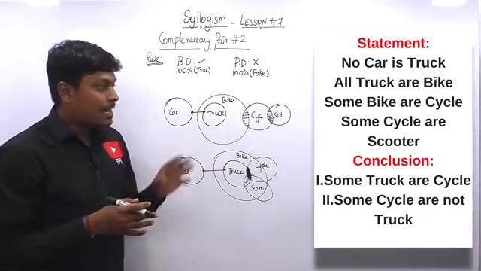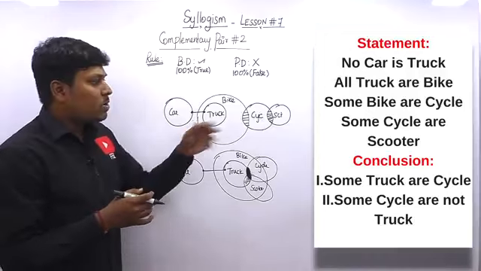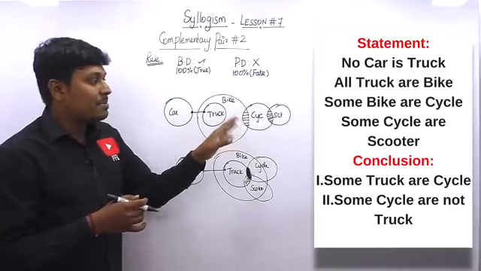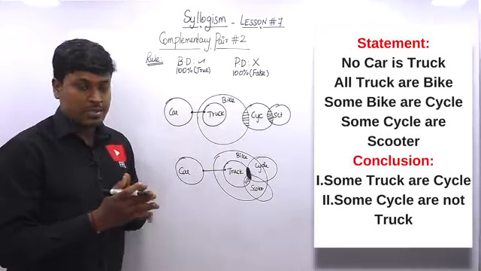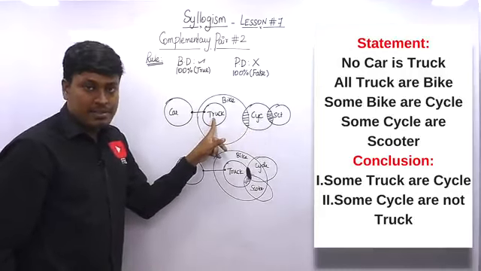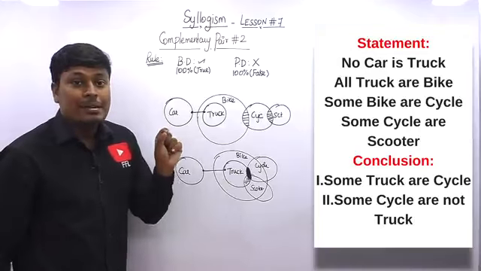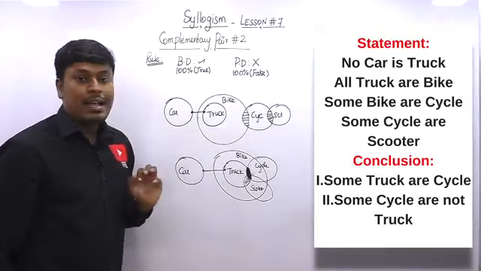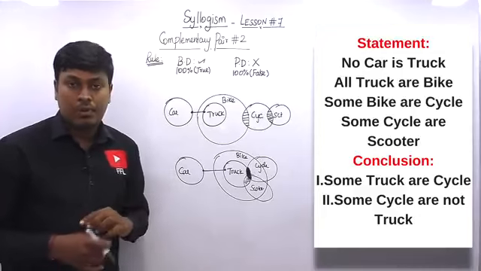So we are saying that the answer for this question is either 1 or 2 follows. You don't want to consider the conclusion number 1, that is some truck are cycle. You don't want to consider it. Just concentrate only on the second conclusion. In the basic diagram, some cycle are not truck is 100% true. In the possible diagram, some cycle are not truck is false, 100% false. So we can say that the answer for this question is a complementary pair, that is either 1 or 2 follows.